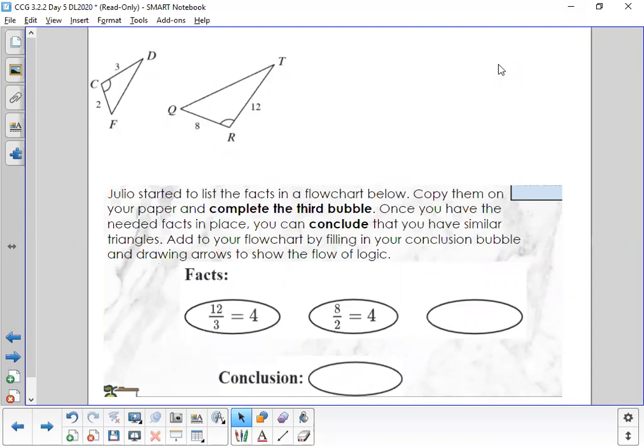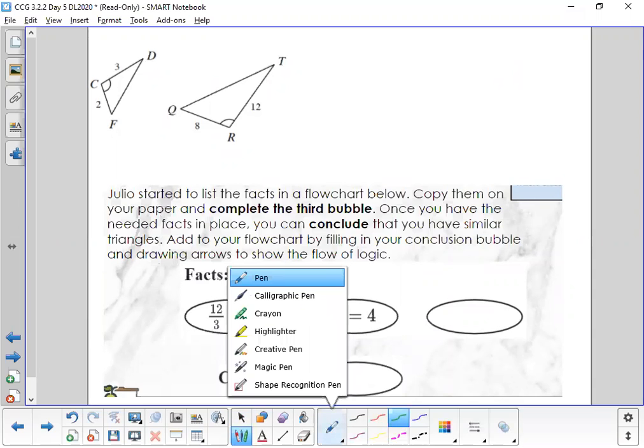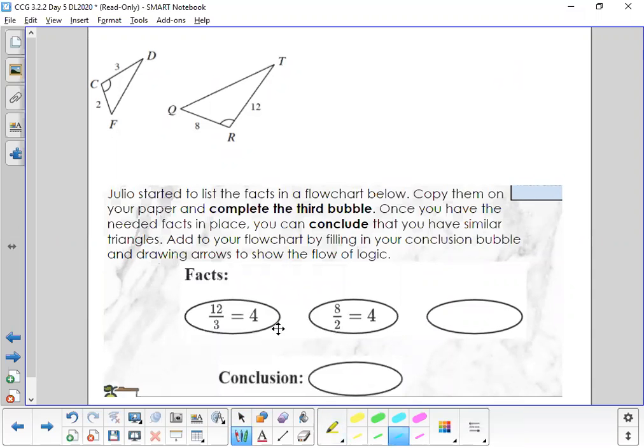I was given these two triangles and I need to organize my work and show that they are similar to each other. So I'm going to do some highlighting before I do anything in my flowchart, because I find that highlighting stuff and color coding things helps me stay organized.